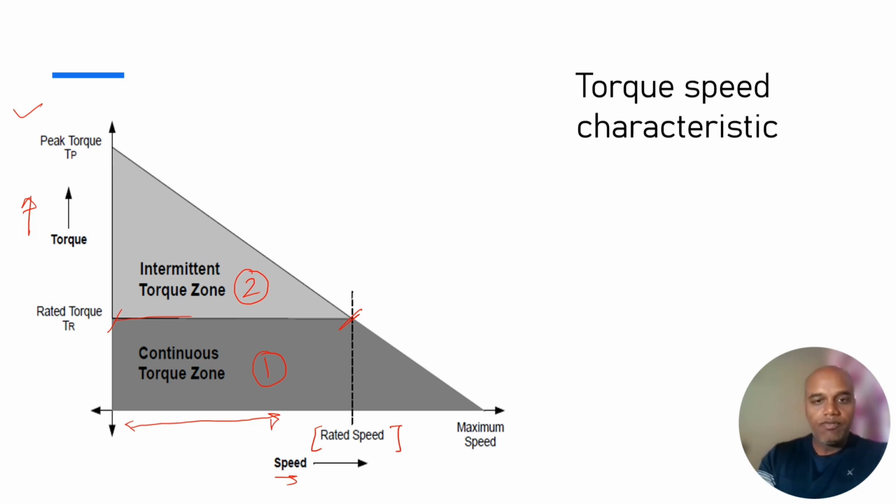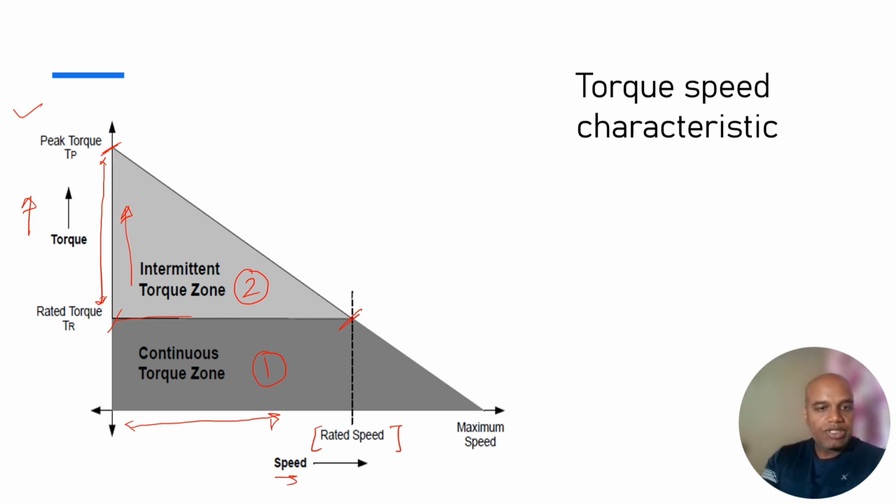And from here we can also see that the BLDC motor is capable of producing some amount of torque which is more than the rated torque and less than the peak torque load. So this is the torque region which is above the rated torque of the BLDC motor. In this zone, the motor can run for a very short period of time.